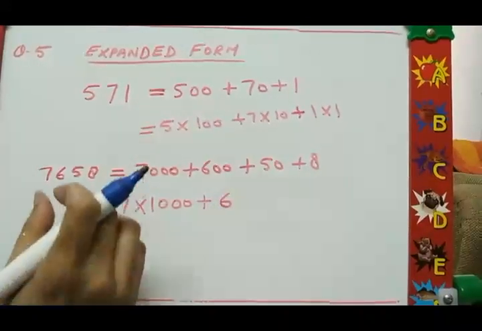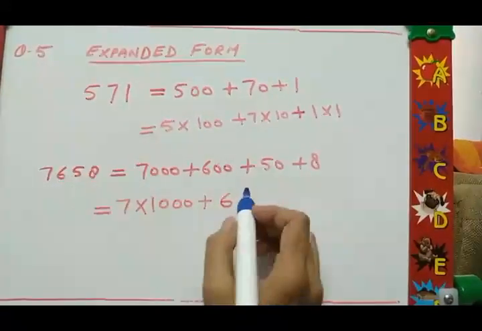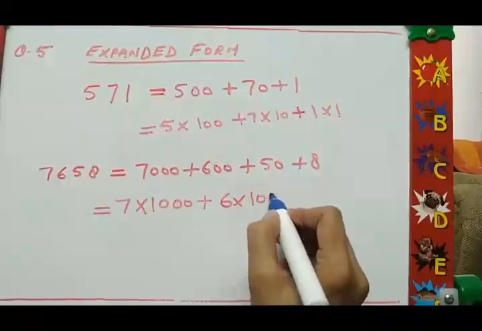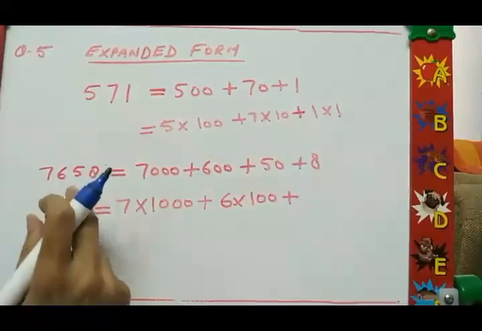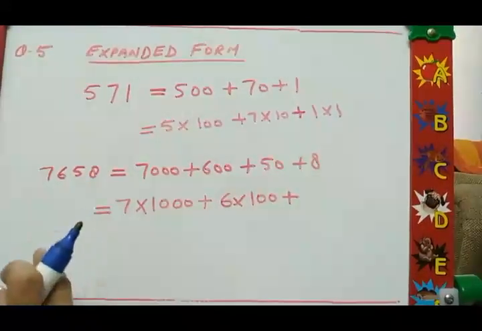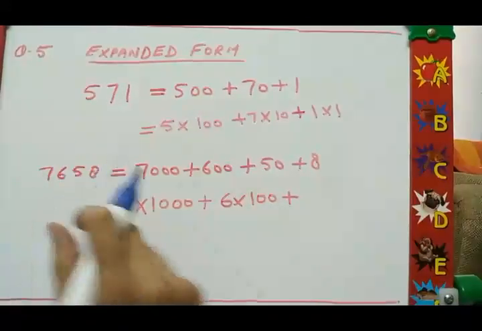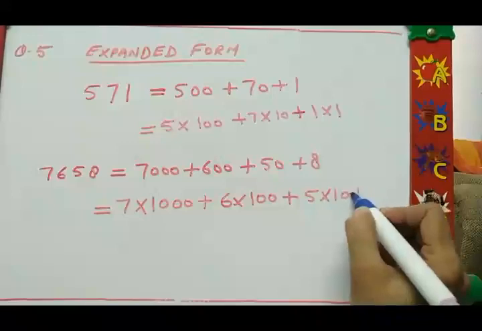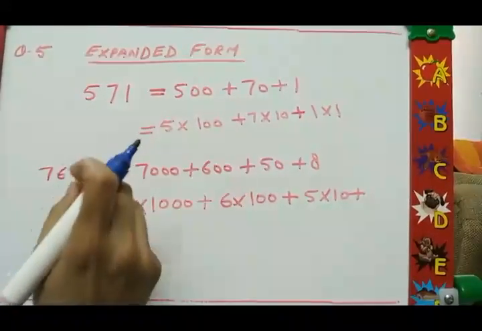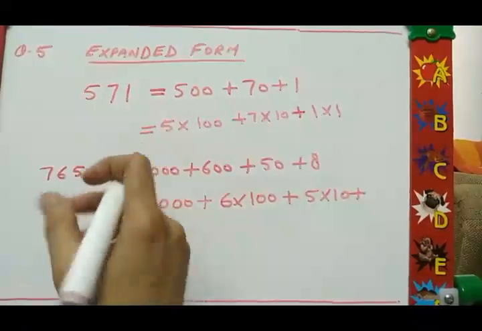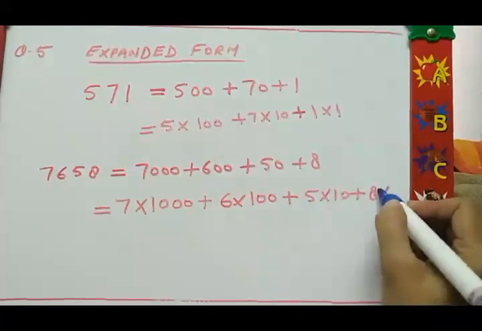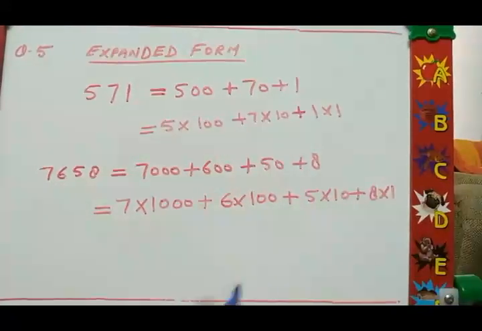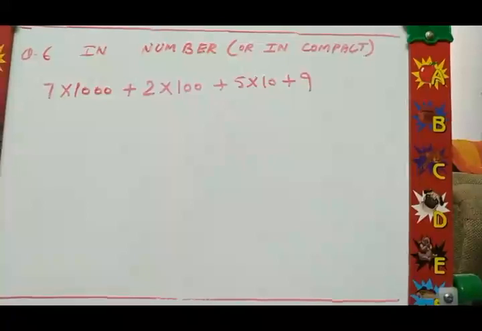Then how many digits after 6? There are 2 digits, so we will multiply by 100 plus, now here you can see only one digit after 5, so we will multiply by 10, plus, here you can see at the end of the number there is no digit after 8, so we will multiply only by 1. That is the answer.